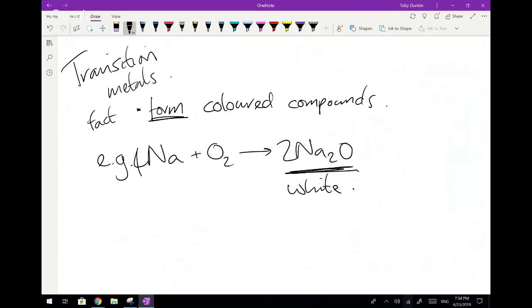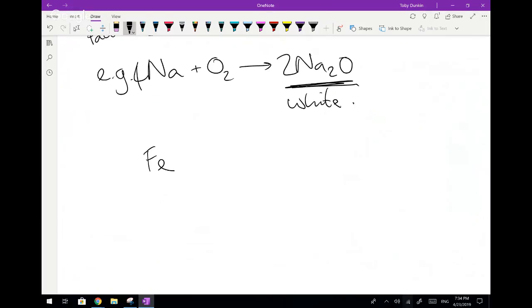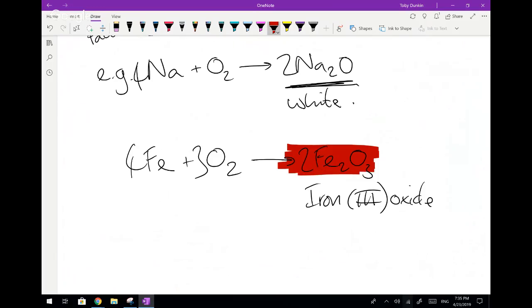It is not a transition metal. However, if I take silver shiny iron and I react it with oxygen, then I'm going to form iron oxide. Now I've actually formed iron 3 oxide here. It's really important to include the Roman numeral for the transition metals. That'll come in fact number 2. But now I'm going to balance it again, of course. I'm going to do a 2 there to get a 4 there and a 3 there. And the important thing about this is that it is brown.